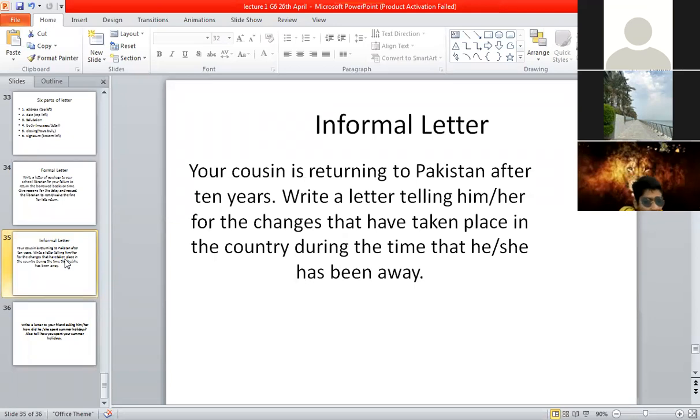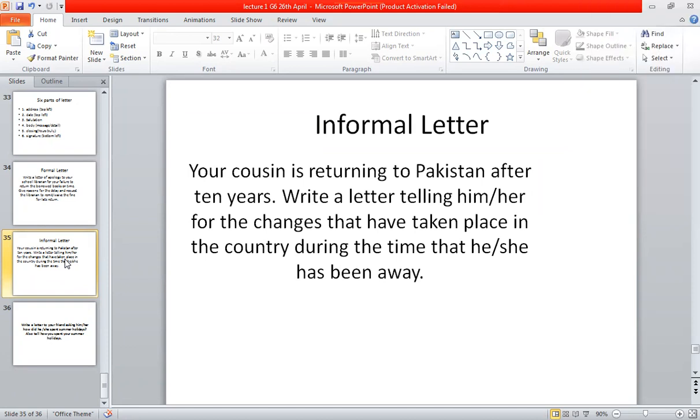Okay, I'm going to tell you a few points of informal letter. Suppose you will say to your cousin, you will start with it: I hope that everything will be good at your end. In your absence, I want to tell you that a few changes have taken place in our country or city. You can write about country or city.